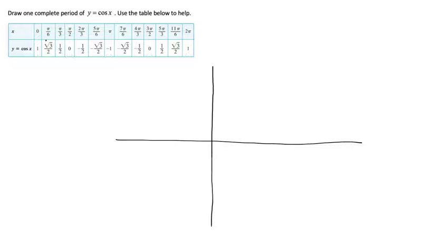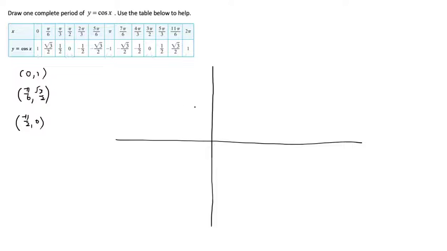Remember, this is an ordered pair. So the points that we want to plot here are 0, comma 1, so cosine of 0 is equal to 1. Also, pi over 6, comma root 3 over 2 is another ordered pair. We don't have to list them all out because we have them in the table, but these are the points that we want to draw.